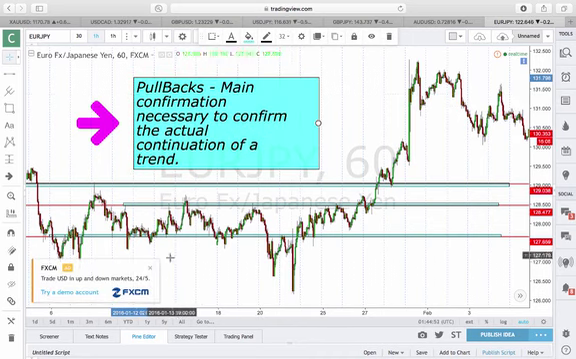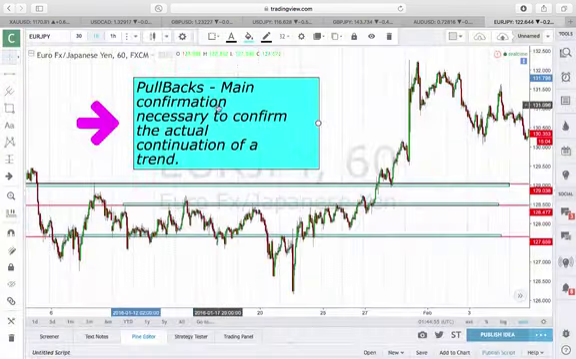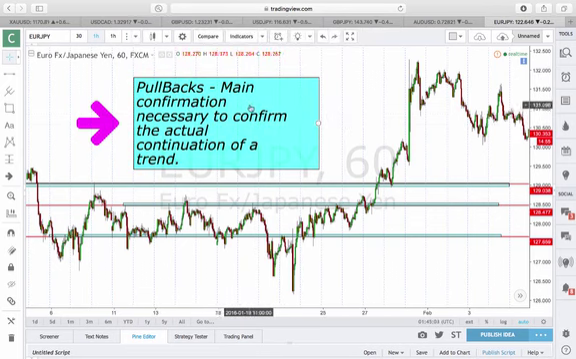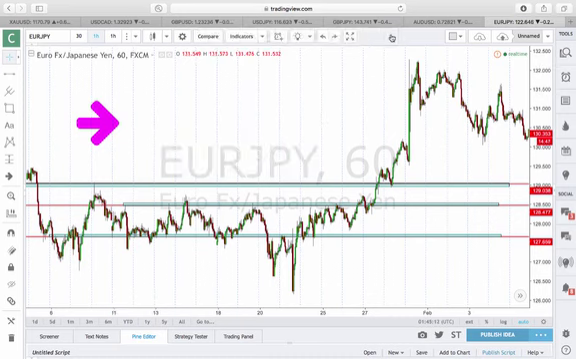Now, what pullbacks are pretty much is the main confirmation necessary to confirm the actual continuation of a trend. I'm going to say that again one more time. It is the main confirmation necessary to confirm the actual continuation of a trend. Now, the reason why pullbacks are so important is because it really gives us that visual confirmation for us to enter based off a couple key things.